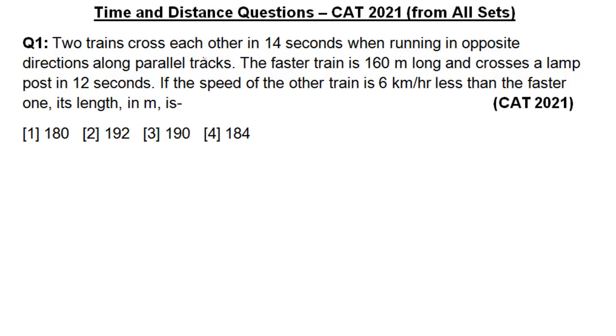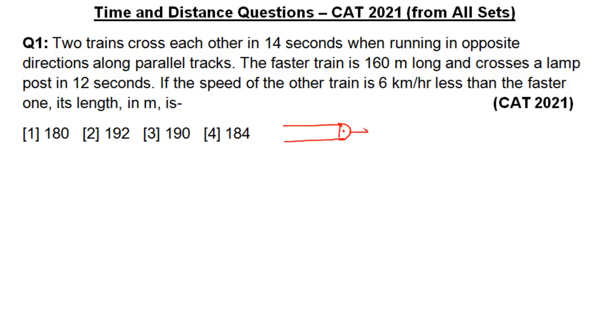Two trains cross each other in 14 seconds when running in opposite directions along parallel tracks. The faster train is 160 meter long and crosses a lamp post in 12 seconds. If the speed of the other train is 6 km per hour less than the faster one, its length in meter is. So in this question, there are two trains.